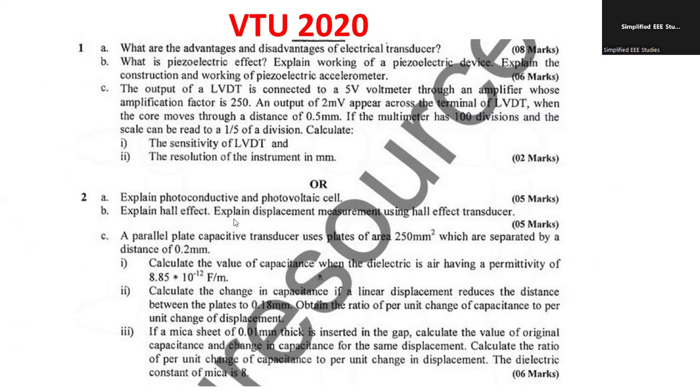What is Hall effect? You are supposed to explain the definition of Hall effect. Explain the displacement measurement using a Hall effect transducer. So 2 plus 3 marks, with 3 marks for displacement measurement using the Hall effect transducer. In that you need to explain about tan theta H. How will you compute the tan theta H?